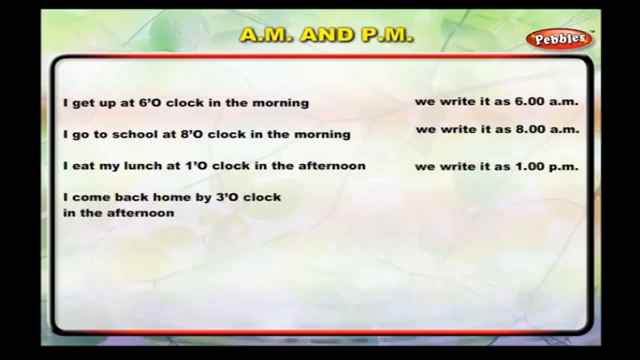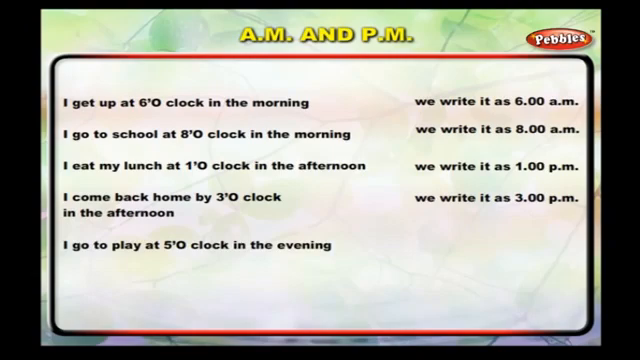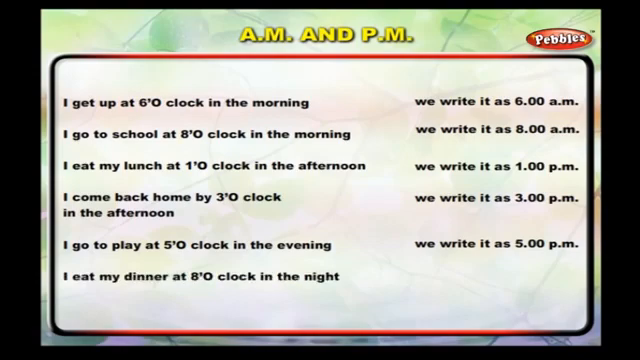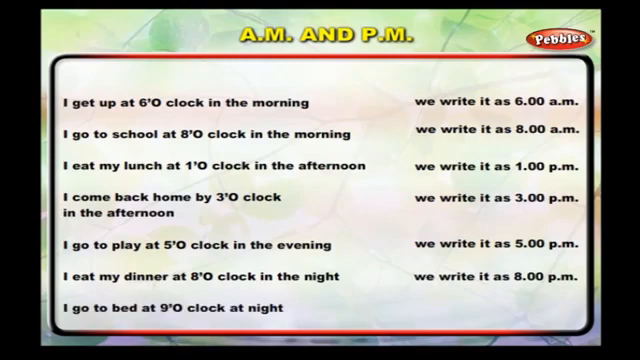I come back home by 3 o'clock in the afternoon. We write it as 3 p.m. I go to play at 5 o'clock in the evening. We write it as 5 p.m. I eat my dinner at 8 o'clock in the night. We write it as 8 p.m. I go to bed at 9 o'clock at night. We write it as 9 p.m.